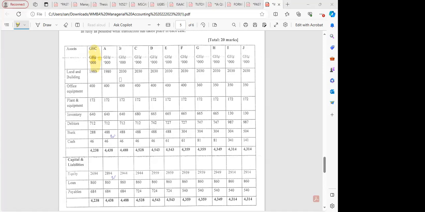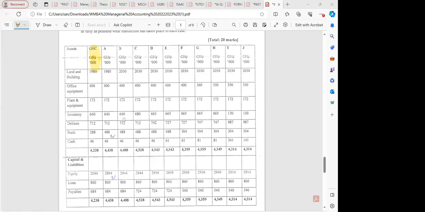So we move down. Still at B, office equipment is the same at 400,000. Plant and equipment is the same at 172,000. Inventory is the same at 640,000. Debtors is the same at 712,000. Bank is the same at 488,000. Then we have cash, also the same at 46,000.